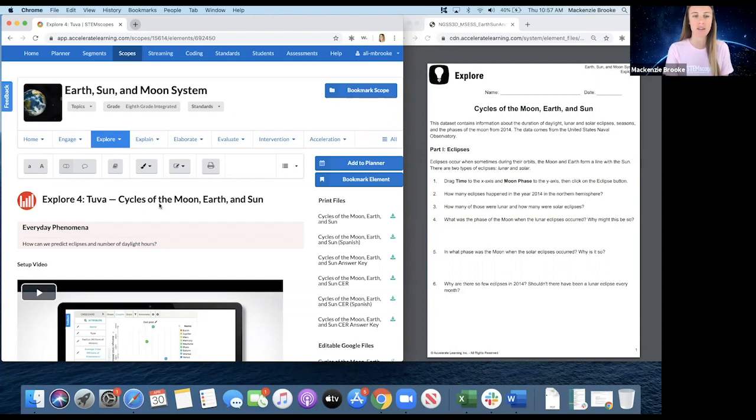And today I'm going to walk you through one of our Explore activities. It's actually a TUVA called the Cycles of the Moon, Earth, and Sun. And this comes from our Earth, Sun, and Moon system scope.